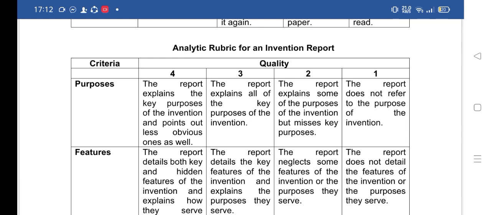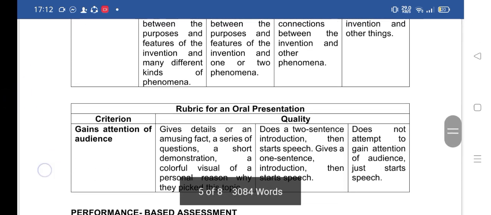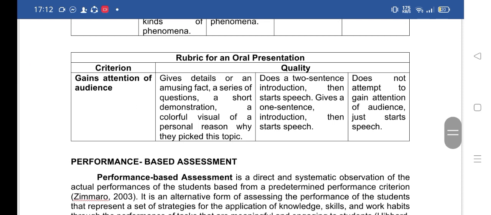Kindly scroll down. This is the example of rubric for an oral presentation.